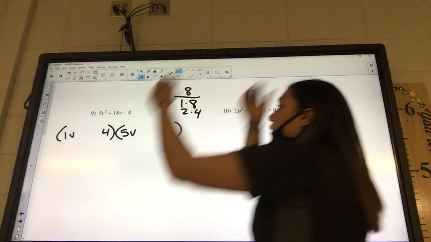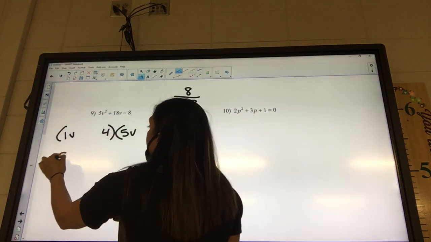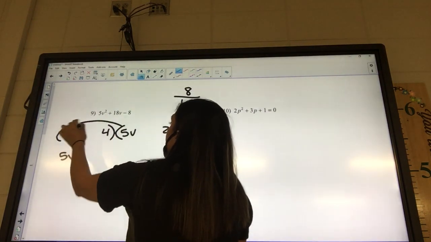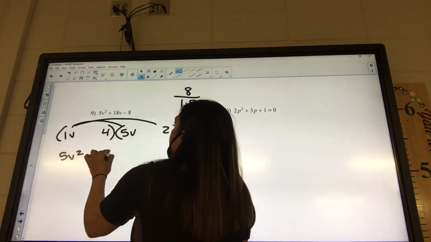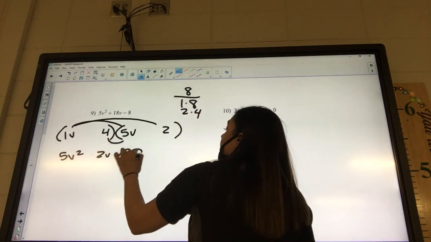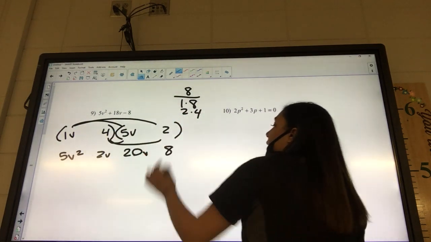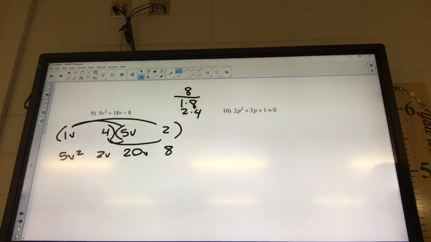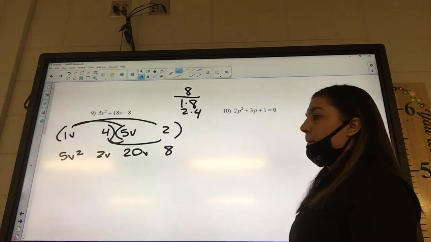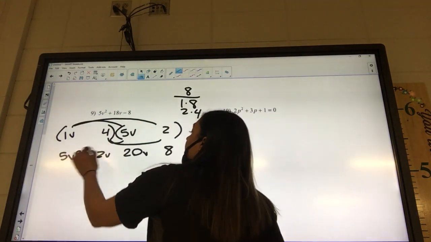Yeah. Okay, so go ahead and, so you got 5v squared for the first. The outer, it's going to be 2v. The inner, 20v. And then the last is 8. How could I get a plus 18? Plus, minus. No, minus, minus, plus, minus.